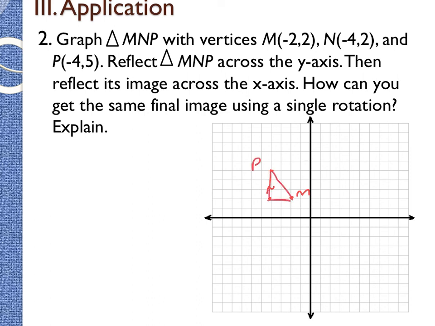Okay? We're going to reflect it across Y. So that means we're going to count back to Y and count the other direction that many places. So N, 1, 2, 3, 4, 1, 2, 3, 4. I'm going to move this M over just a little bit. So there's M prime, and there's N prime. And P, we're going to count back 1, 2, 3, 4, 1, 2, 3, 4. Okay, there's our first reflection. So what that one did is it reflected across Y.